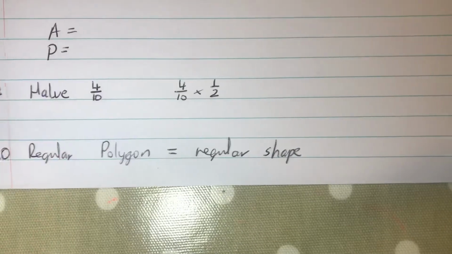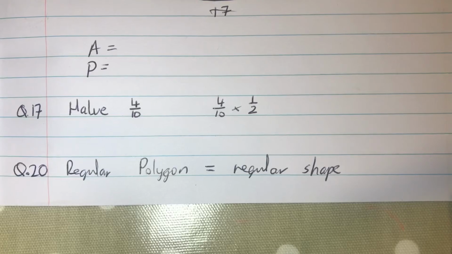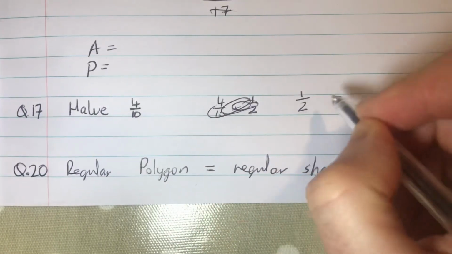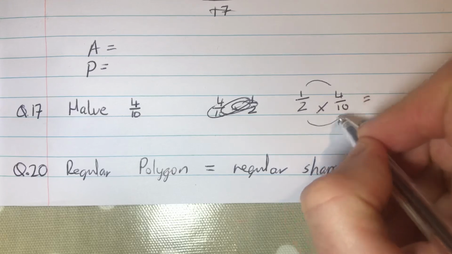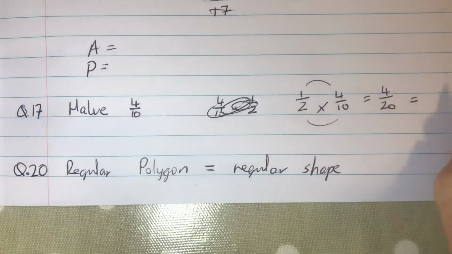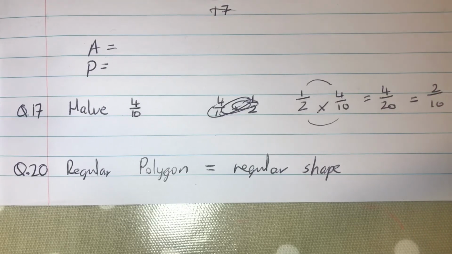Question 17 is interesting. It says a half of 4/10. And you could probably do that in your head, but the way I think about that is I'll do it here again for you. A half of means multiply, a half of 4/10. So I go half multiplied by 4/10. And then two fractions multiplying, so I go top by top, bottom by bottom, is 4/20. Okay, and you can simplify that, that's 2/10. And you can simplify that, you can do that yourselves.